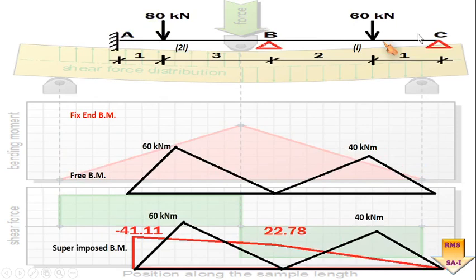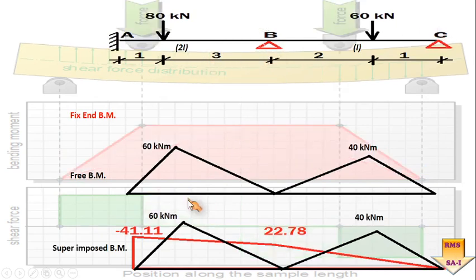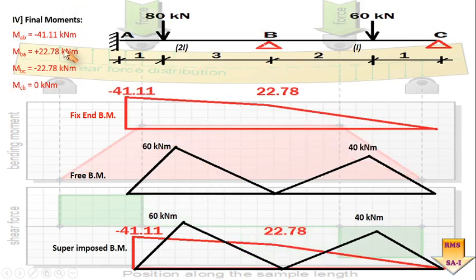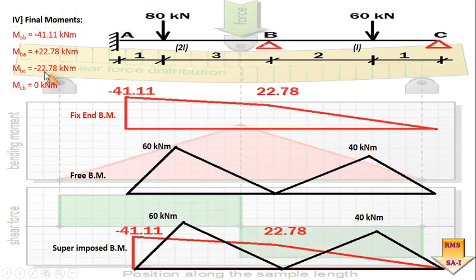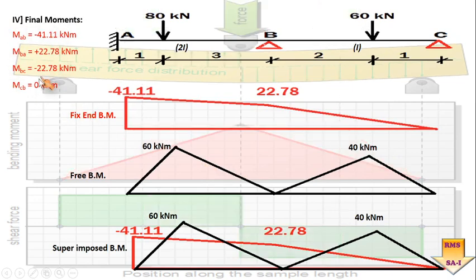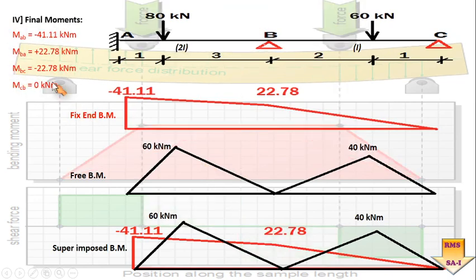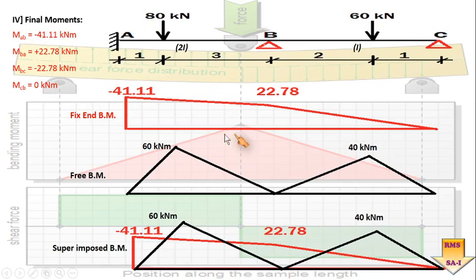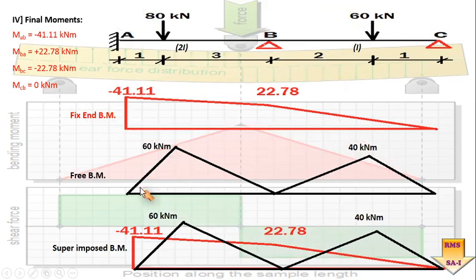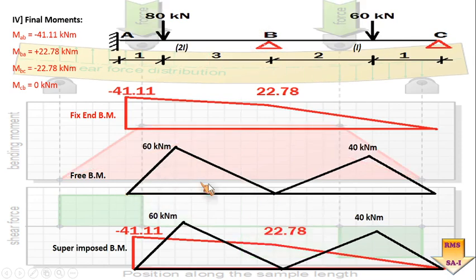Here you can see the original beam, and I have constructed two diagrams from the available values which we had earlier. So these are the final end moments which we have tabulated from the earlier table. Those are the final moments about that particular joint, and I have simply plotted all those to get a fixed end bending moment diagram. Then the next step is to draw the free bending moment diagram.